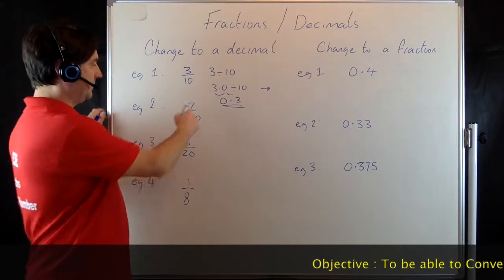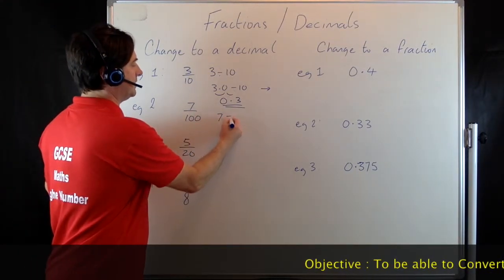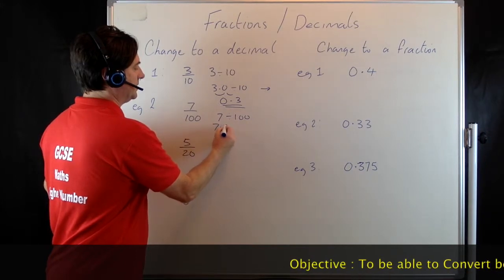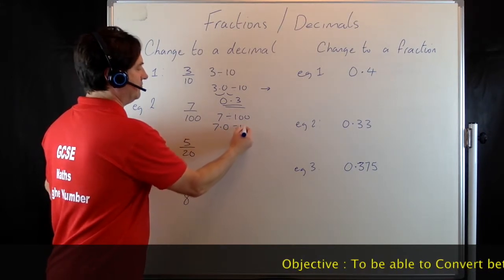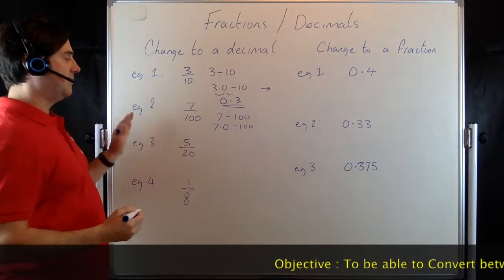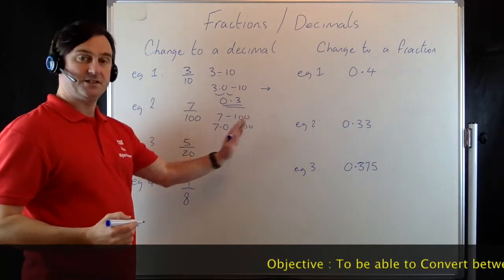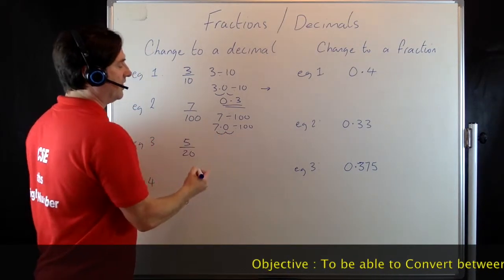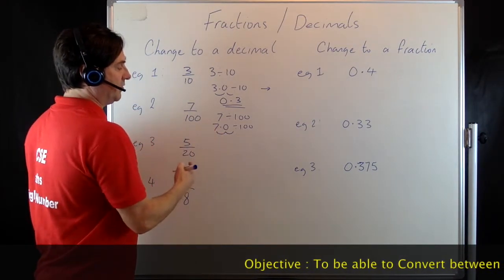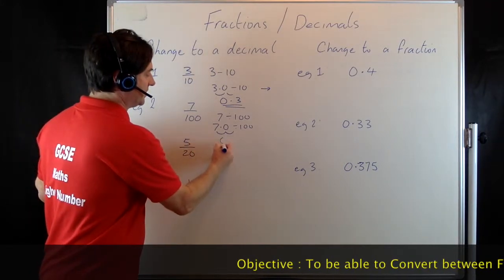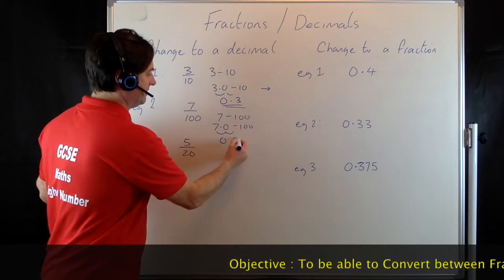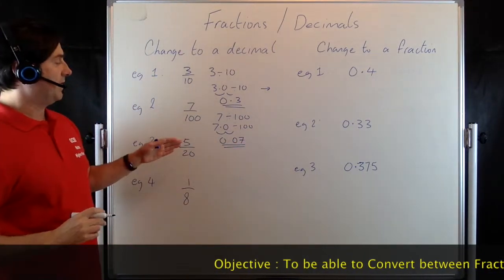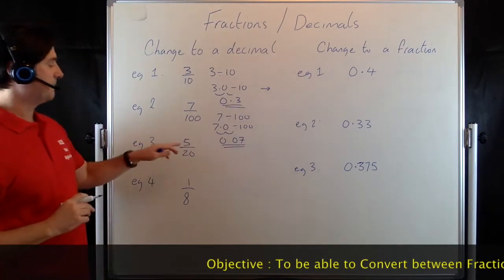The second one, this time, is the same as doing 7 divided by 100. So if I write 7.0 divided by 100, this time I'm moving my digits 2 places to the right. So the 7's not going to go to there, it's going to move one more along. So I'd have to fill this in with a 0. I'd have 0.07 as my answer. 7 divided by 100, 0.07.